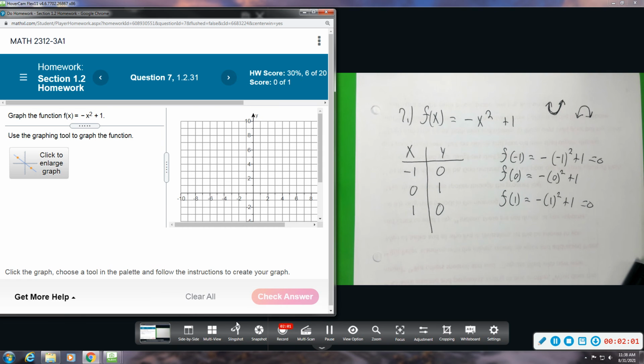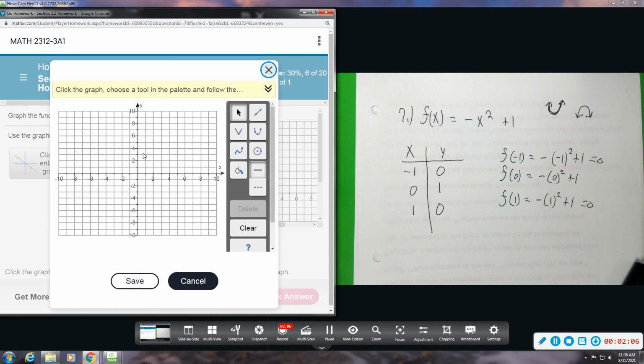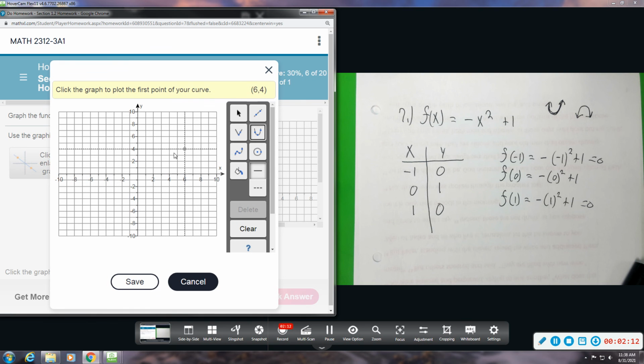I'm going to plot those on the graph. So click this image. You have to click which type of graph you're going to be plotting. So this time it's going to be a parabola. Once we do so, you can kind of see the ordered pairs changing as I scroll the mouse around the grid. I'm just going to find those ordered pairs.